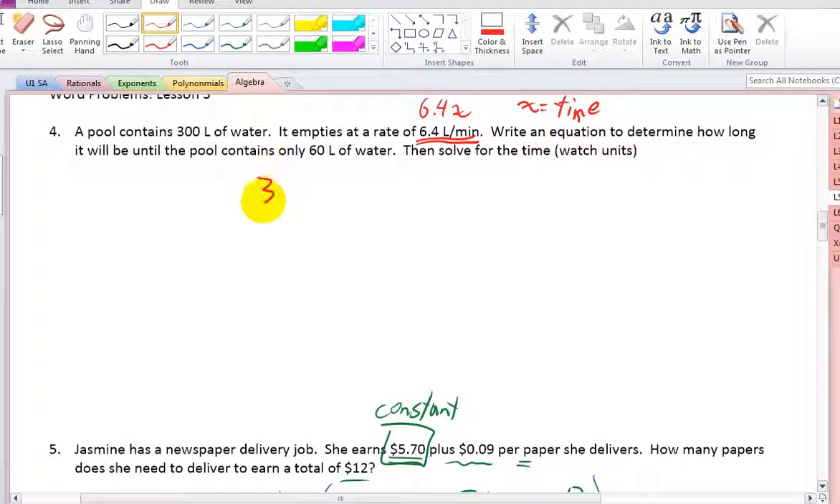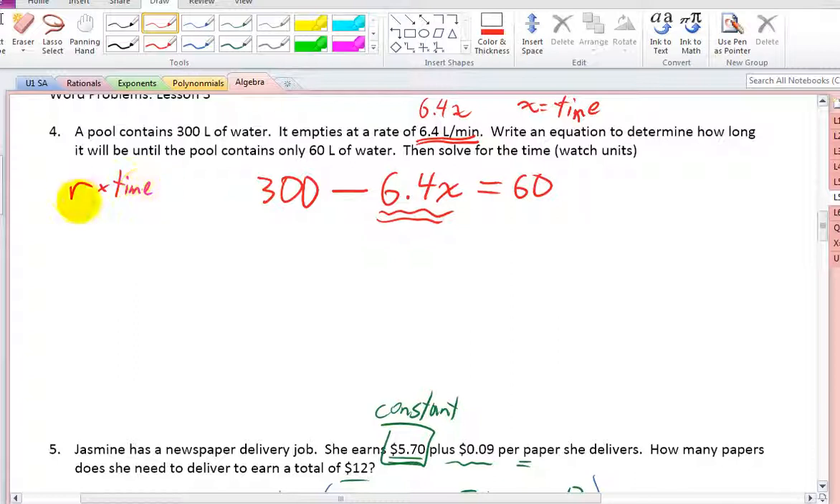So we have 300 liters. We take away the amount, 6.4x. How much is left? 60. All right. So this is going to be your emptying rate times time. Rate times time. Now, you could get rid of your decimal again if you wanted. You don't have to. Up to you. Let's go on.